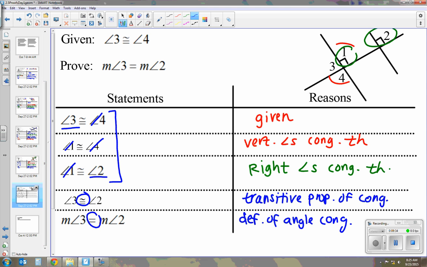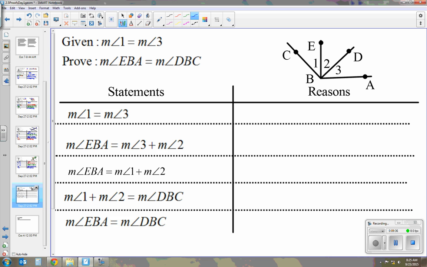All right, I have one more for you. This one starts with the measure of angle 1 is equal to the measure of angle 3. That's our given. Our next piece says the measure of EBA, which I'm going to label on here, EBA, which is right here, is equal to the measure of angle 3 plus the measure of angle 2. So this is part plus part equals whole, so this is our angle addition postulate. And you know it's an addition postulate because we have that plus right there.